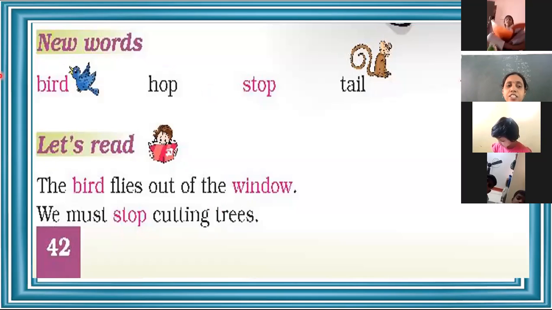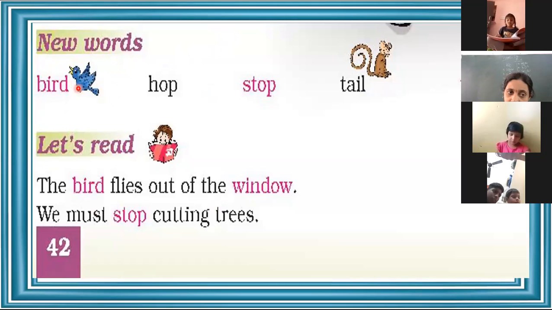Now, once again, let us revise the new words. New words. B-I-R-D, bird. What is a bird, children? It is a small creature. It has wings. It has a beak also. It can fly in the sky. Where do the birds live? The birds live in nest.